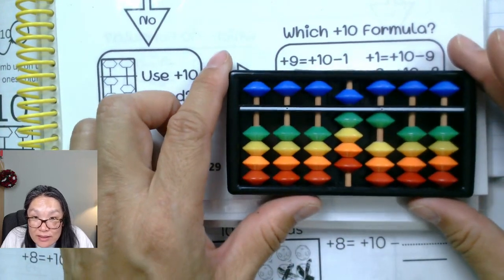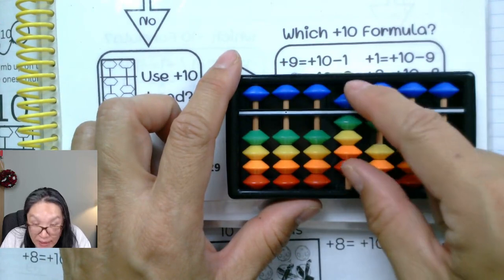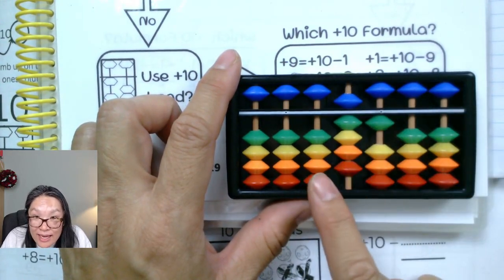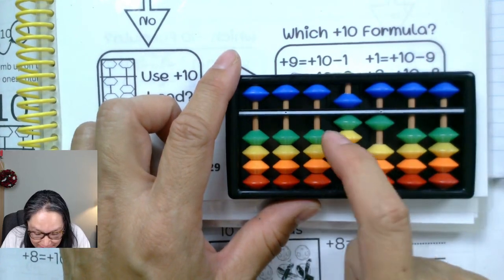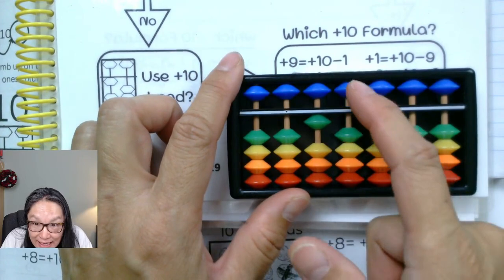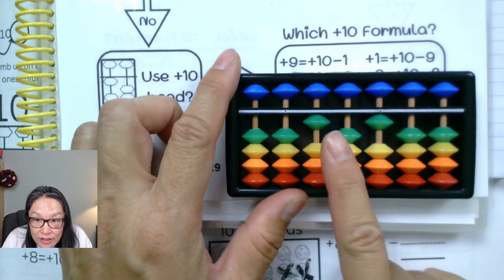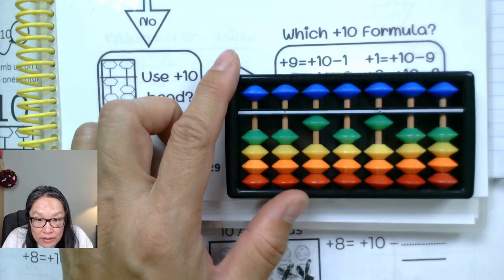Plus the 10 is what? Plus 1. I want to add the 1. Plus the 10 minus the 9. Plus the 10 minus the 9. My final answer is 101.